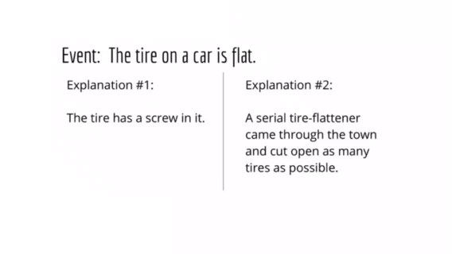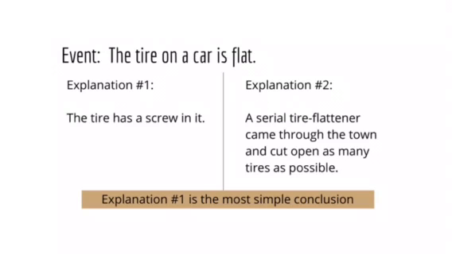First, let's consider this event. The tire on a car is flat. Now, which seems more plausible? Explanation 1, the tire has a screw in it, or explanation 2, a serial tire flattener came through the town and cut open as many tires as possible. Did you say explanation 1 is the most simple conclusion? Explanation 1 would support Occam's razor.